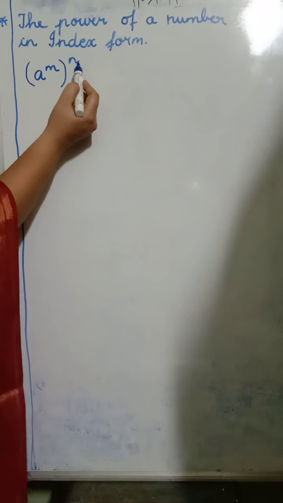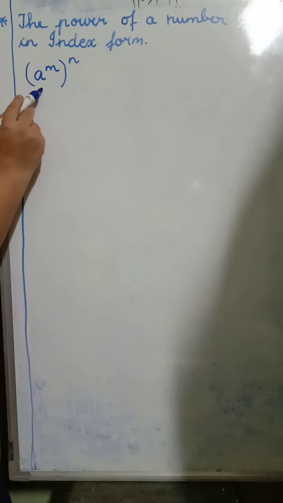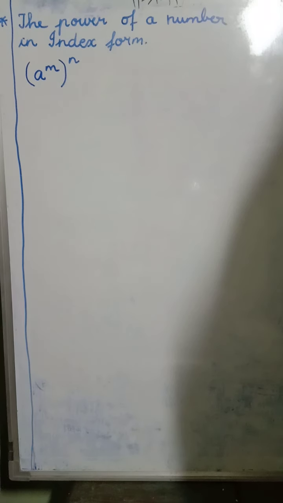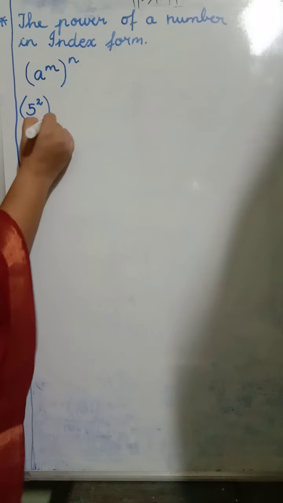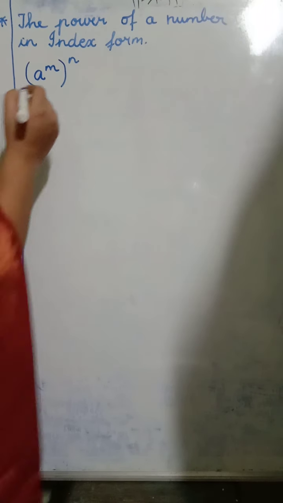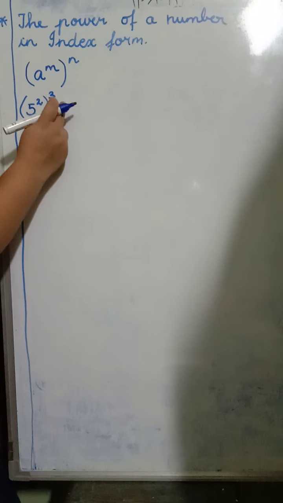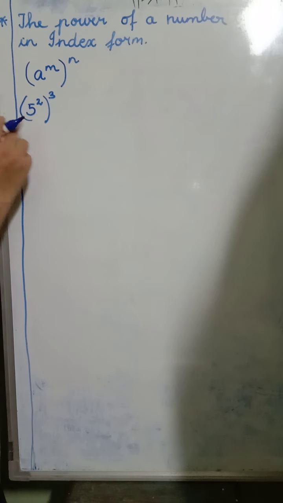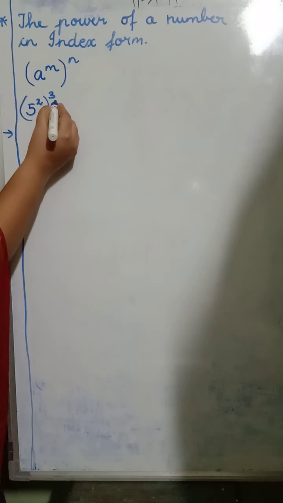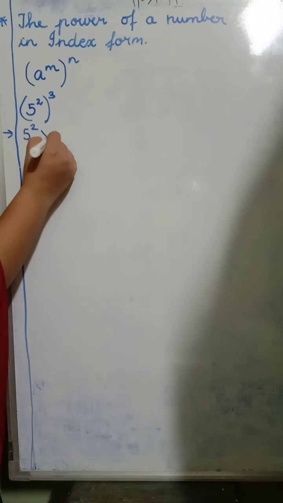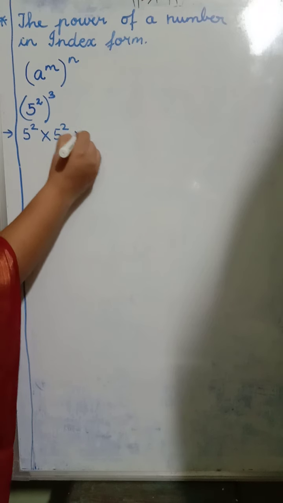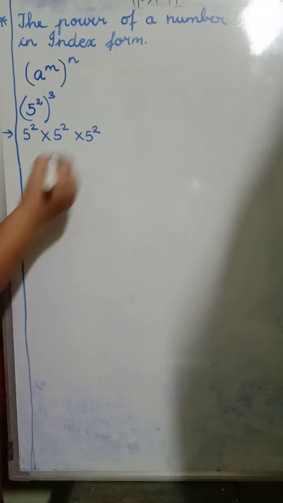So n is the power of number a raised to n. Now we'll take one example in this form, that is 5 raised to 2 raised to 3. It means 3 is the power of 5 square. So 3 times what are we going to write? 5 square in multiplication form, that is 5 square into 5 square into 5 square.